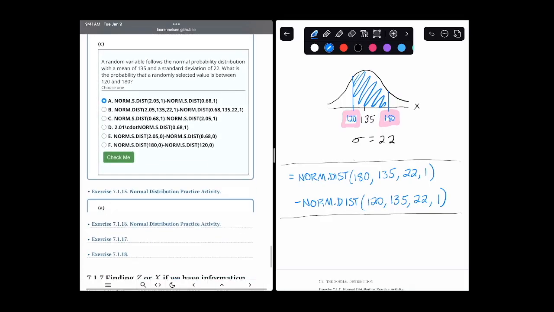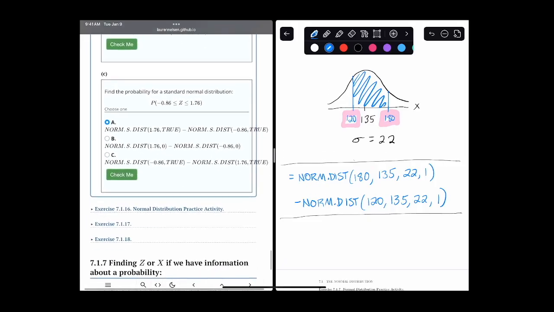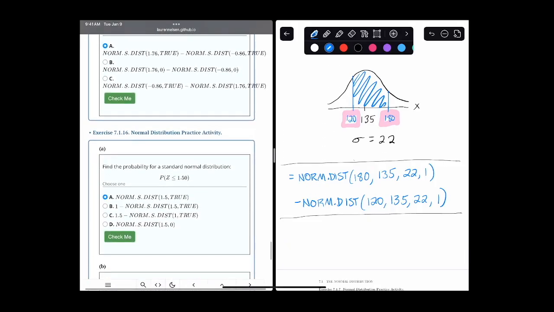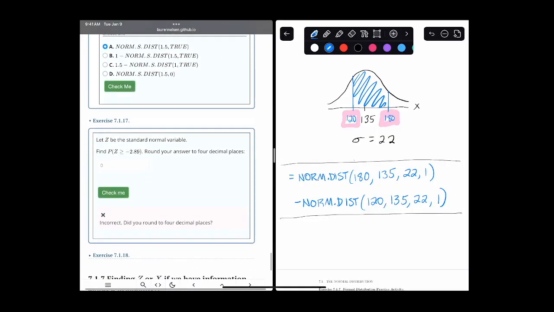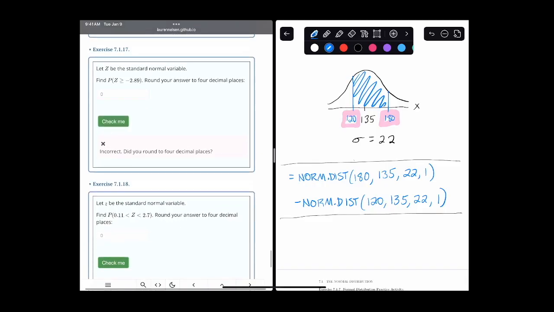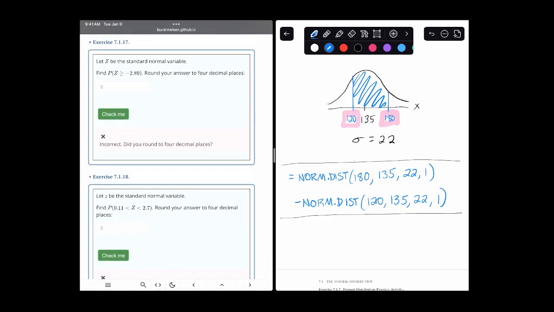And if you finish that, take a look at these next few just to get a little bit more practice calculating probabilities. So take a look at all of these problems through number 18 to practice calculating these. And the last two, you'll need to actually try typing them into Excel to see what number you get, and then you can check to make sure that you're getting the correct answer.